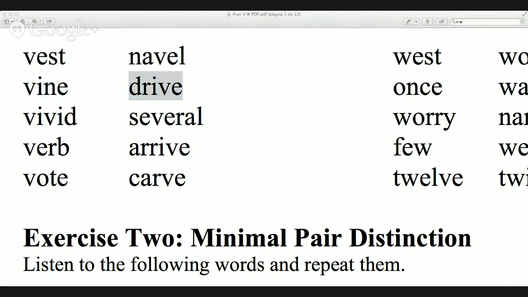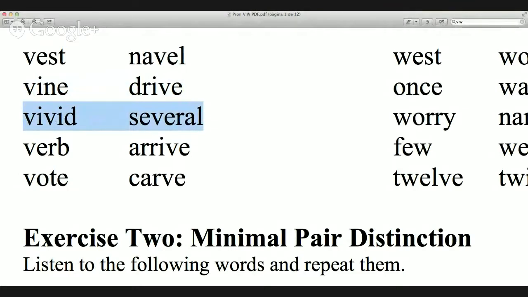Yes. Vine, drive. And again, on that, we want your teeth to touch your lip for that first one. Vine. Good. Pavel. Vine, drive. Good. Peter. Vine, drive. Wonderful, everyone. And here, vivid and several.